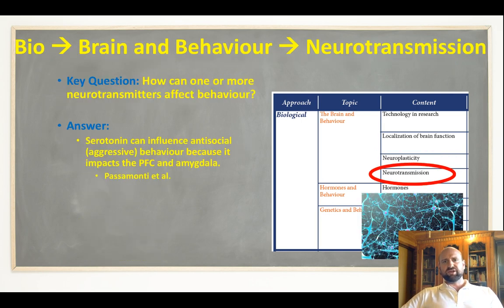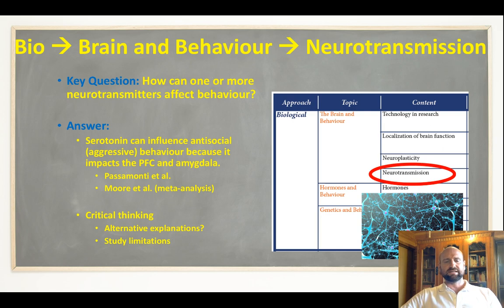Okay, neurotransmission. I like serotonin and its influence in antisocial behavior, because we can see serotonin's role in the prefrontal cortex and the amygdala, and these are two parts of the brain that can be used throughout the biological approach. And there's a couple of good studies here. Passamonti's study is a good one for that, showing the effect of serotonin on the brain when confronting threats. Critical thinking, alternative explanations. So by that, is aggression just the serotonin, or can it be hormones, etc., and limitations and applications. Why might this be useful to know?